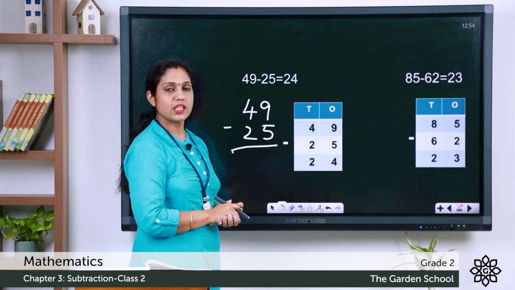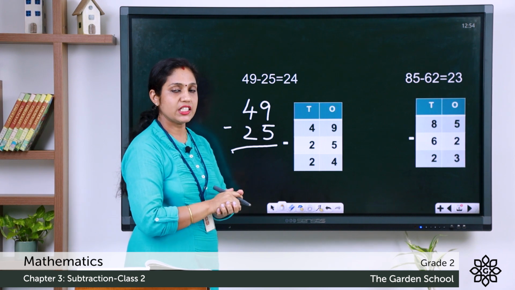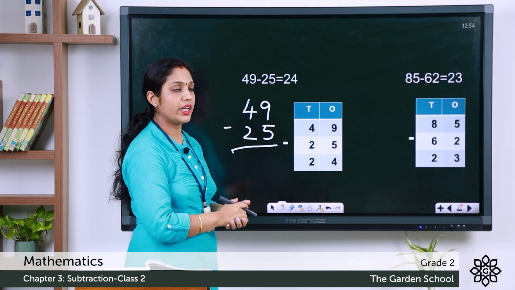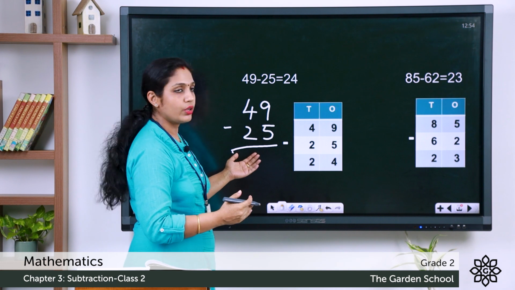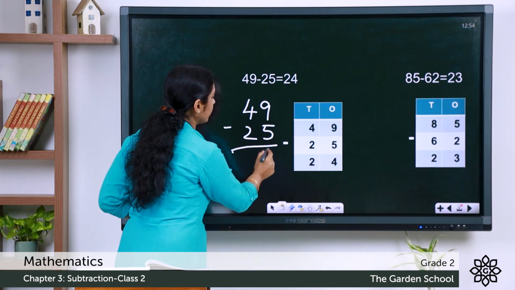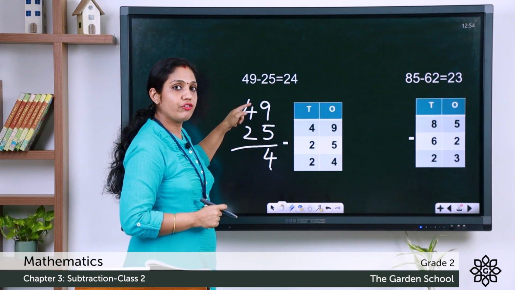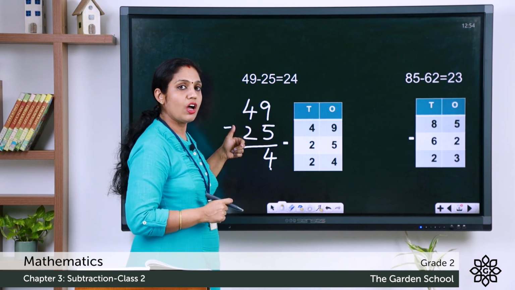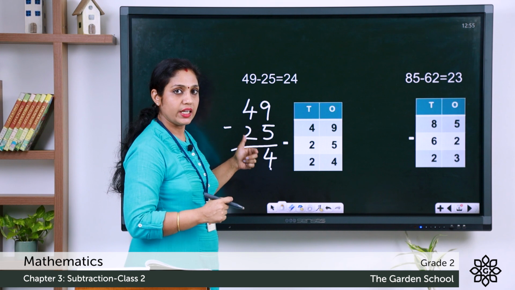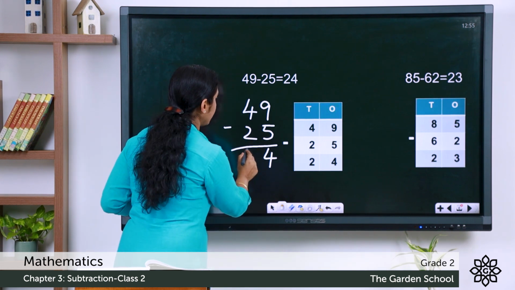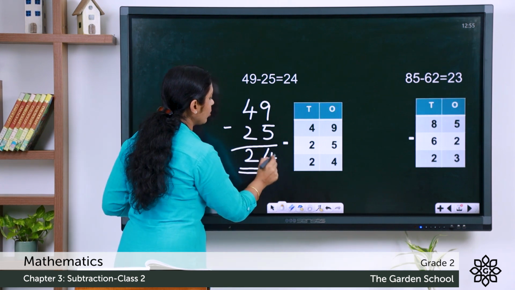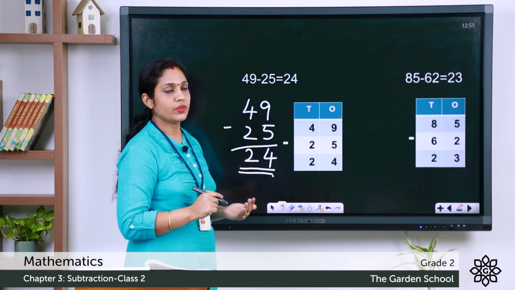So in the ones place, we have 9 minus 5. We are able to subtract that. So 9 minus 5, you can write it 4 in the answer. Next, moving on to the tens place, we have 4 minus 2. So how much is 4 minus 2? It is 2. Write the answer in the tens place. Now the answer you got is 24.